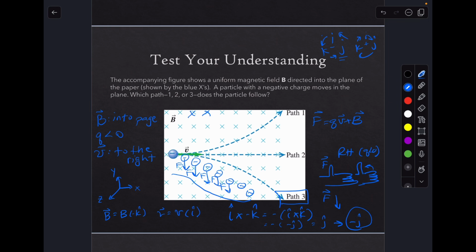So, the three negatives: the first negative came from the fact that B is in the negative k hat direction. The second negative came from the fact that we did I cross k, and so we had to put that negative back in, since I cross k is negative j. And then the third negative came in because q is negative. That's how we ended back up with negative j.